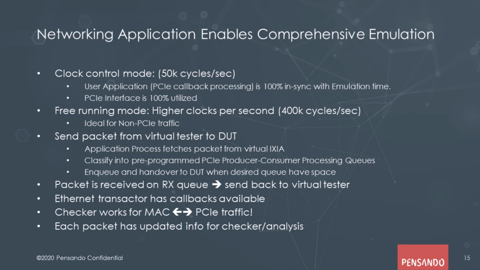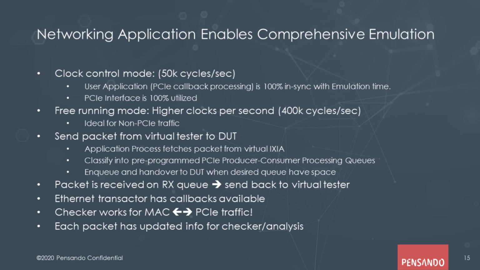So there is a clock control mode. In the clock control mode, you stop the emulation, you let the user code finish, and then you trigger emulation to go forward. So it is very accurate, it is very efficient also, but it gives you 50,000 cycles per second. And remember, with respect to simulation, this is far faster, but with respect to free running mode, it is slower. In return, you get a user application which is running completely in sync with emulation. So the performance number and PCI utilization are 100% accurate. So when we run post-silicon, this number does match, and that is important here.